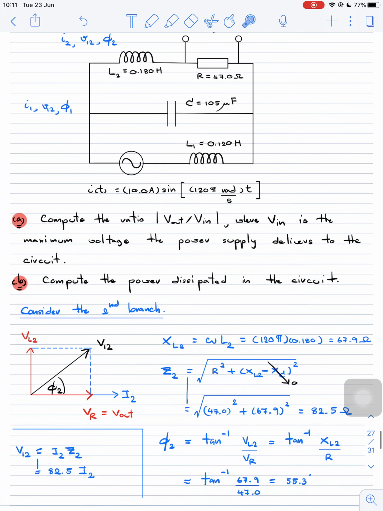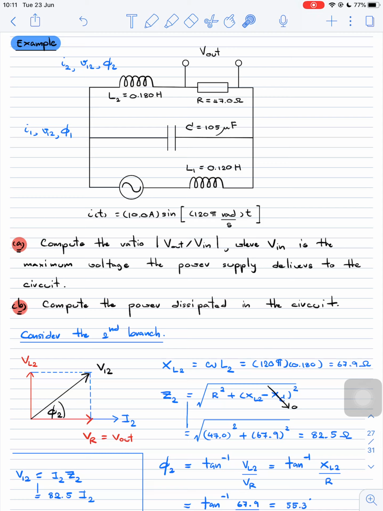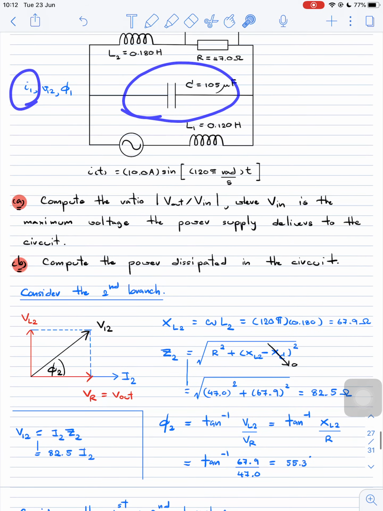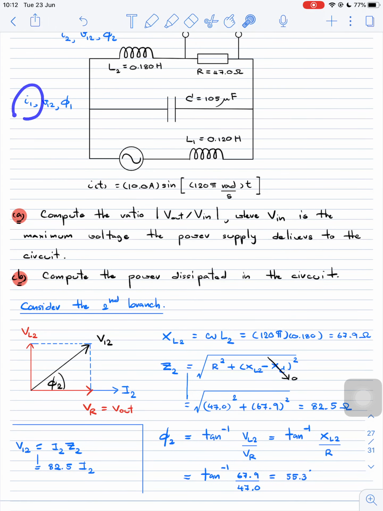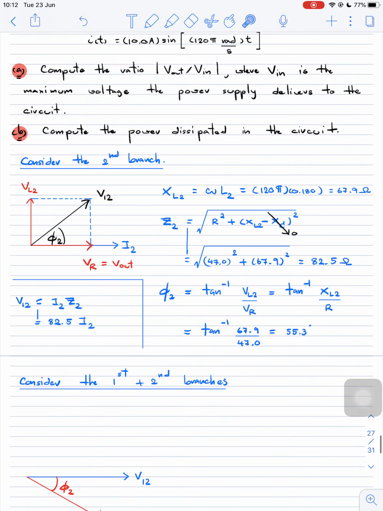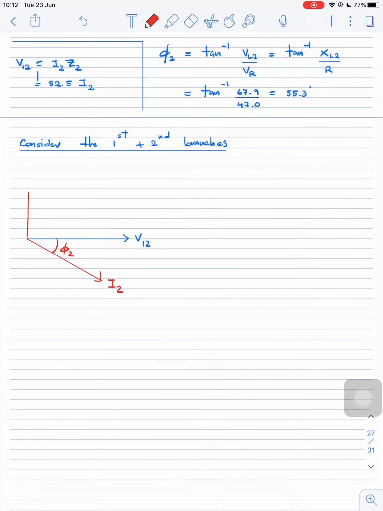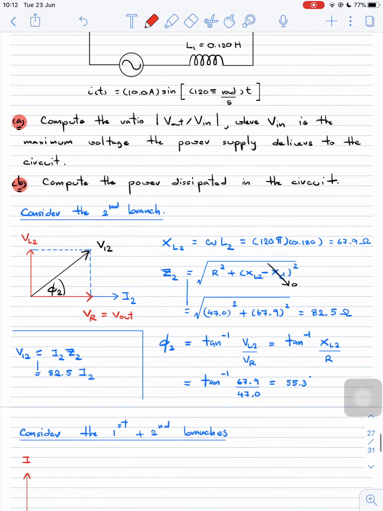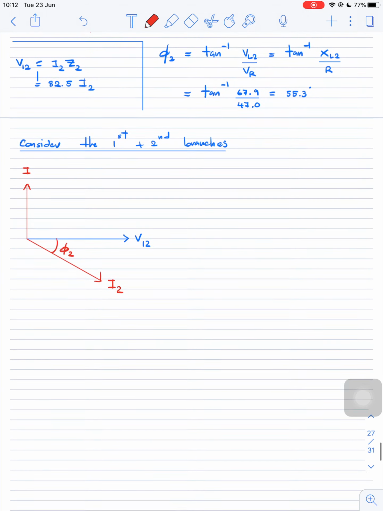Good. Now for the first branch, we know that the current through this capacitor will lead the phase of the potential difference by 90 degrees. From the table, the phase of the current I1 through this capacitor will lead the phase of the potential difference across the capacitor by 90 degrees. Then in this case, we can get that this is going to be the I1.